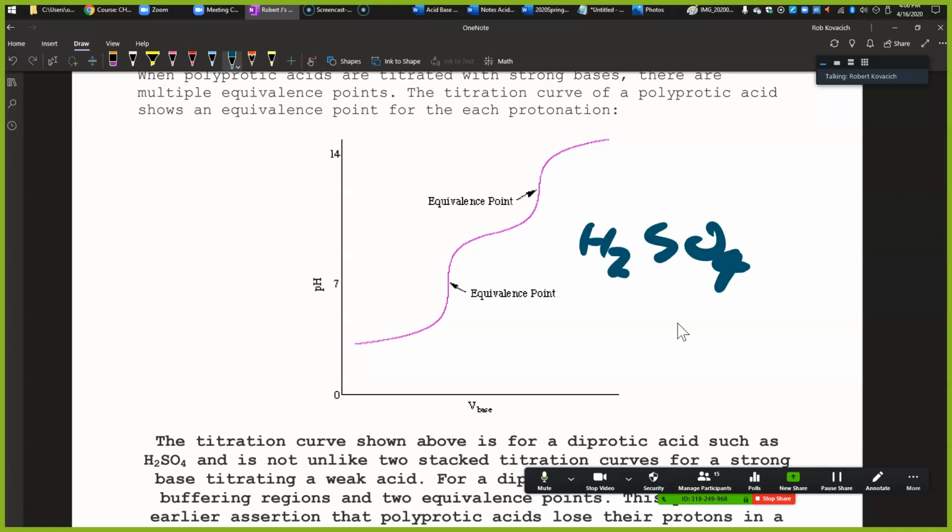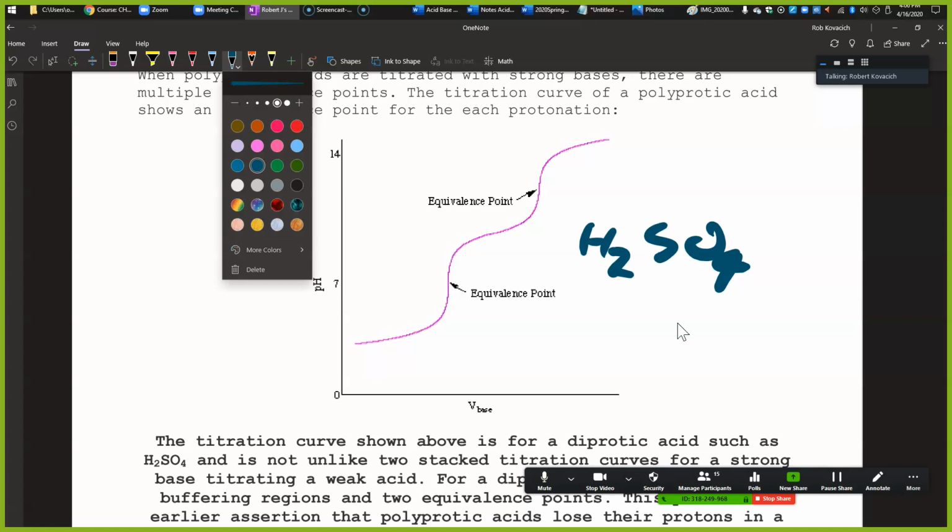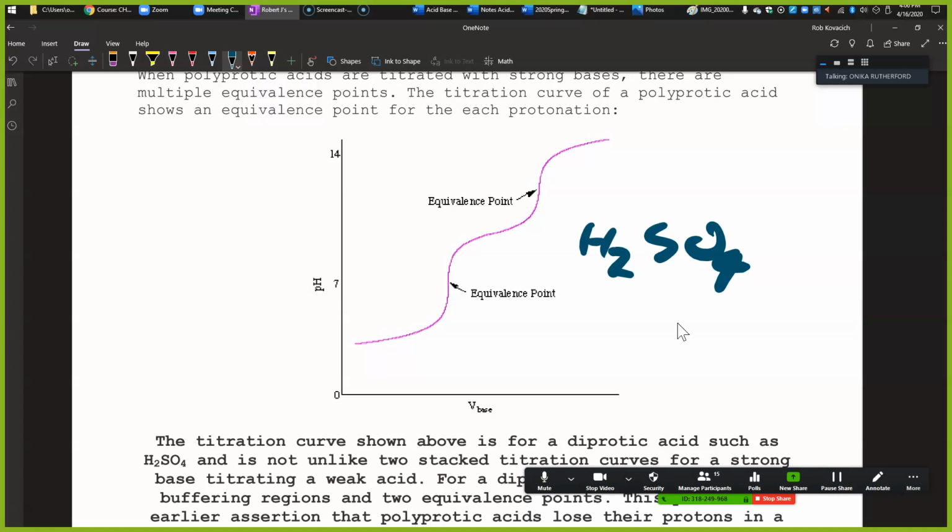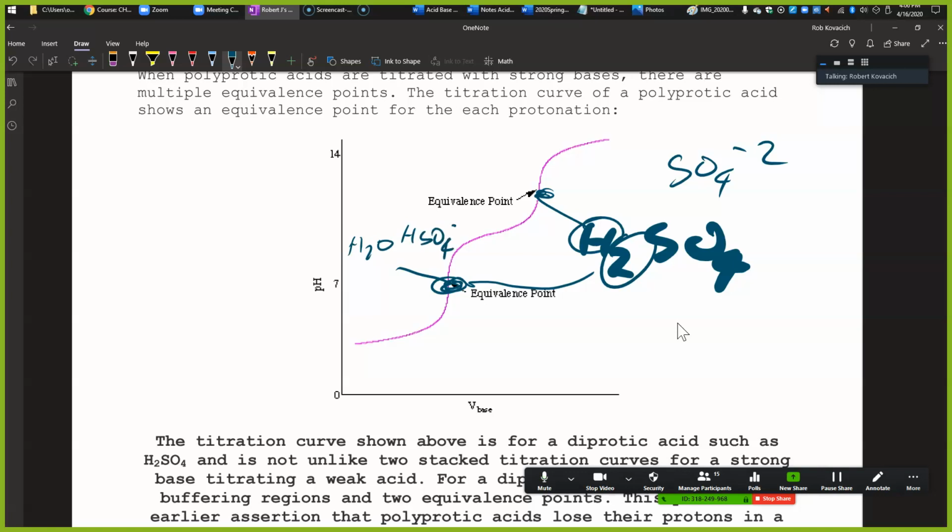What if it's H2SO4, which is what this one is? So this first H comes off at this equivalence point, and then the second H comes off at the second equivalence point. So if I just keep adding base to this, I'm going to end up with a sulfate polyatomic ion. This first inflection point leaves me with some water and hydrogen sulfate with a minus charge. And then if I keep doing it, I get more water and then just sulfate.